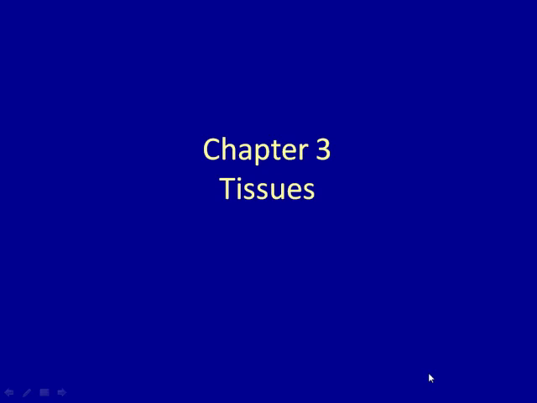This last part of Chapter 3 deals with tissues. We've talked about cells, which are the first level of organization after chemistry, and now we're going to talk about tissues, the next level of organization.